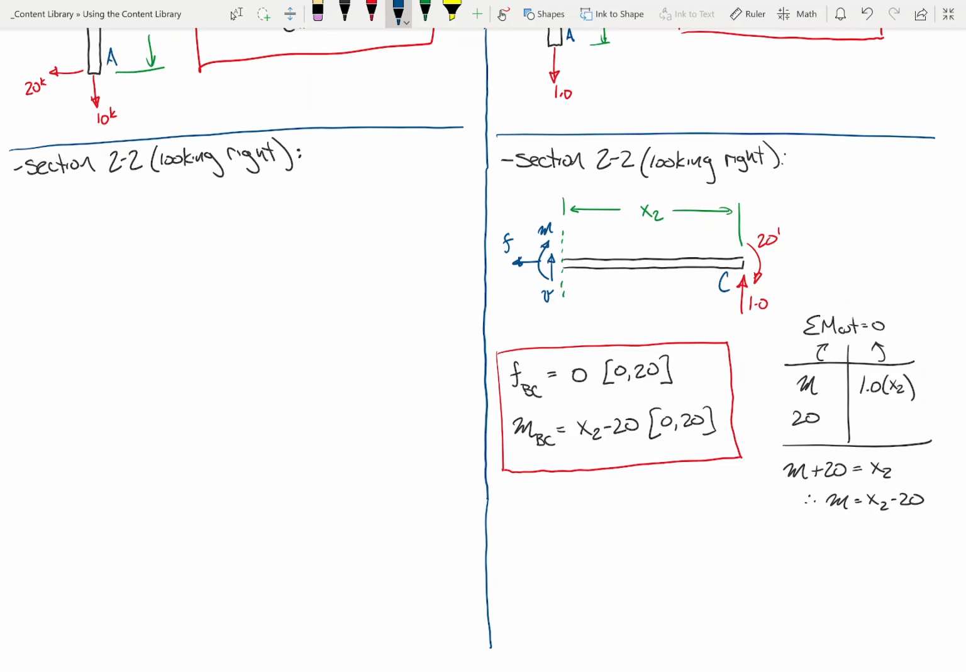But is that okay? Did I go too fast on that? I didn't go too fast? Okay. So now what we'll do is we'll sort of do the same thing over here. So we'll say, okay, here's our free body.